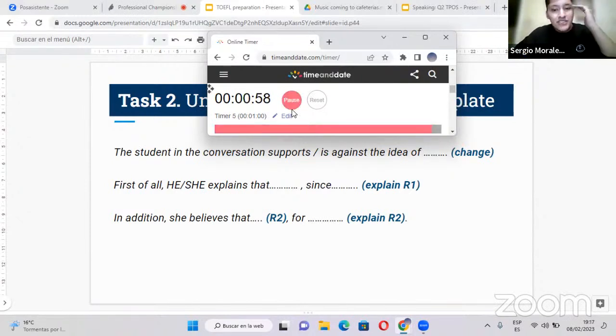Yes, okay. The student in the conversation is against the idea of changing the type of music in the cafeteria to classic music. First of all, he explained that a lot of students have exams at the end of the semester, and this type of music maybe can't concentrate in his lessons. In addition, he believes that a lot of students don't like this type of music, and maybe I don't know.